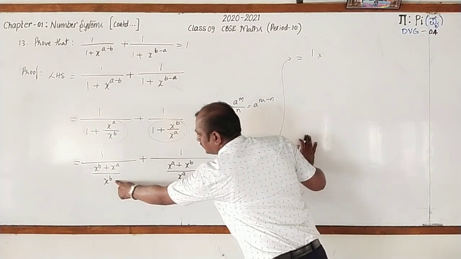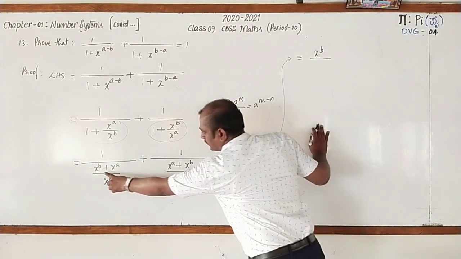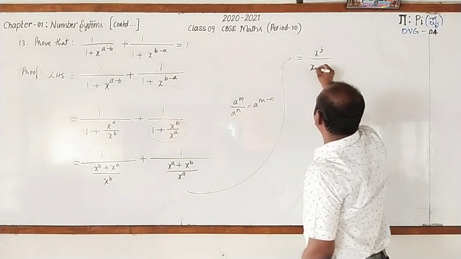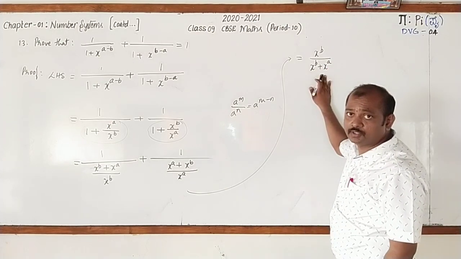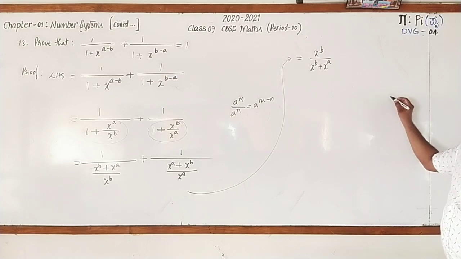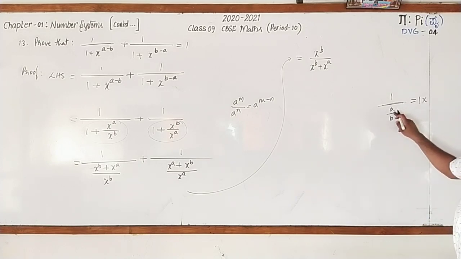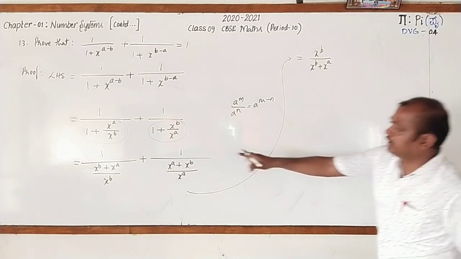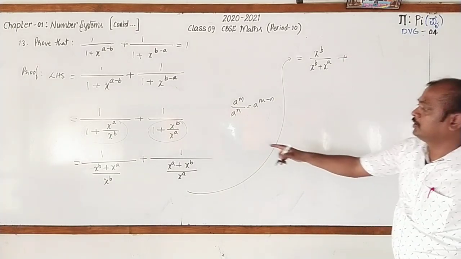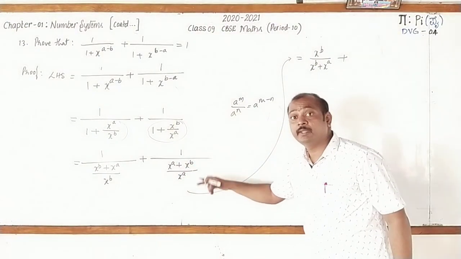Hence we can write this as x raised to the power b by x raised to the power b plus x raised to the power a. I hope that you have understood. Look here, I'll write. If it is 1 by a by b, this can be written as 1 into b by a. The same way we have written that. Next, plus 1 by this p by q form, it is q by p.